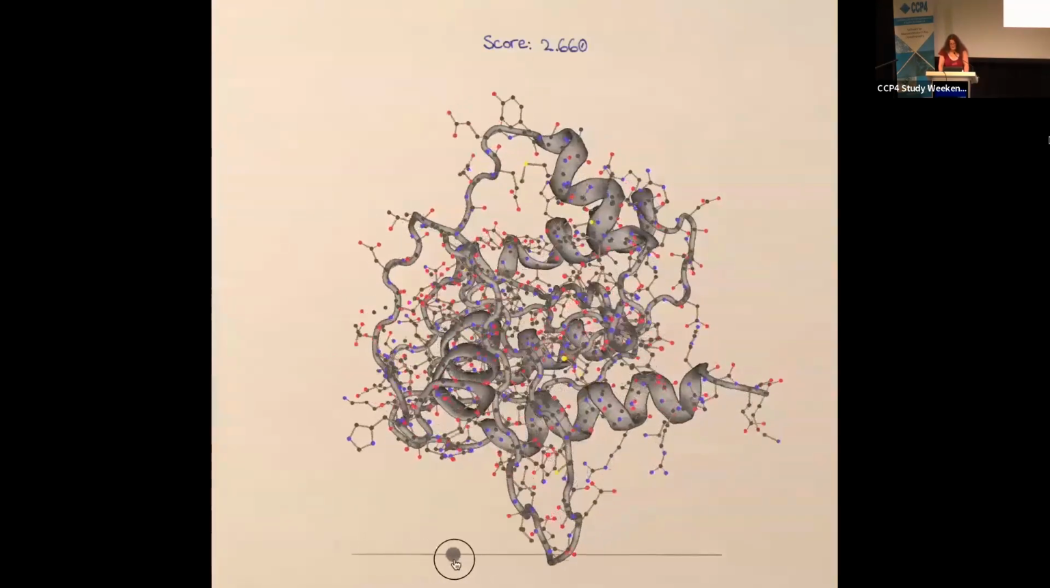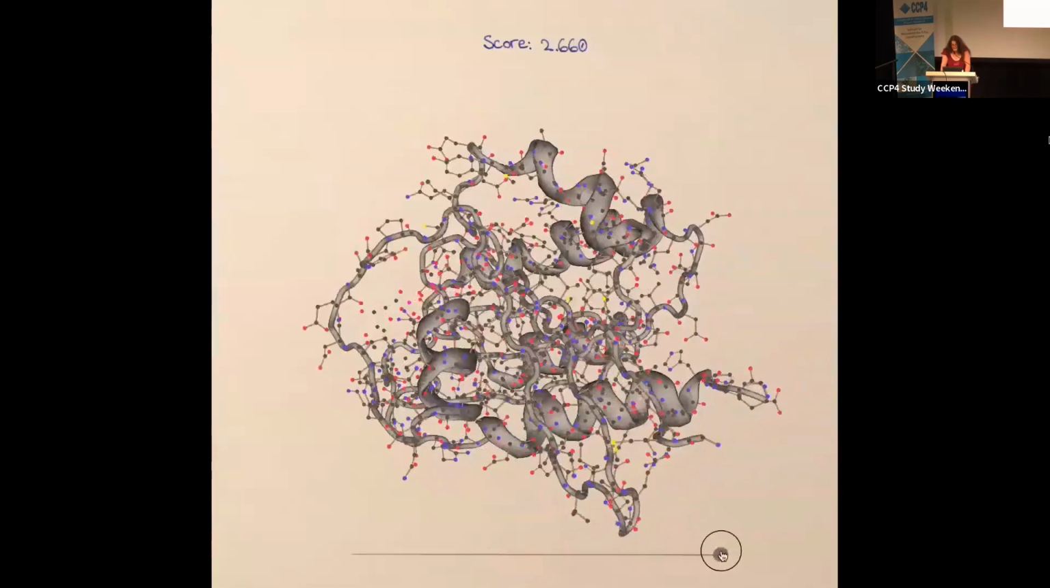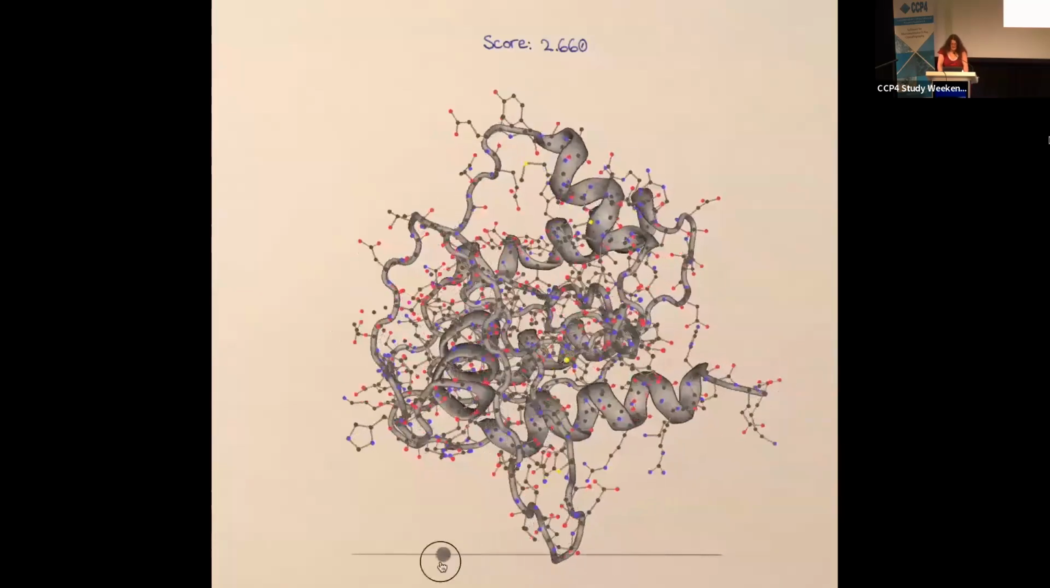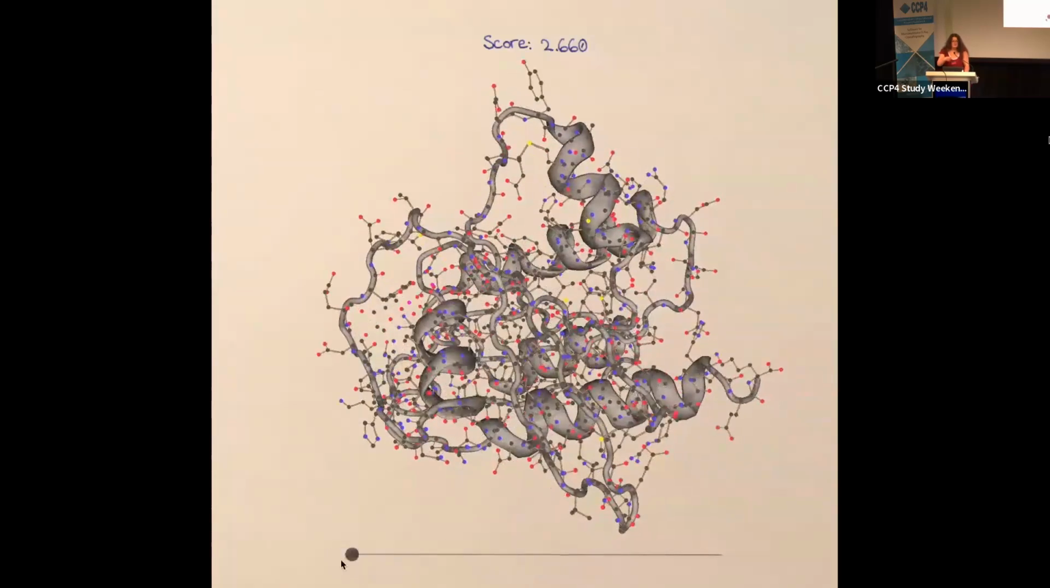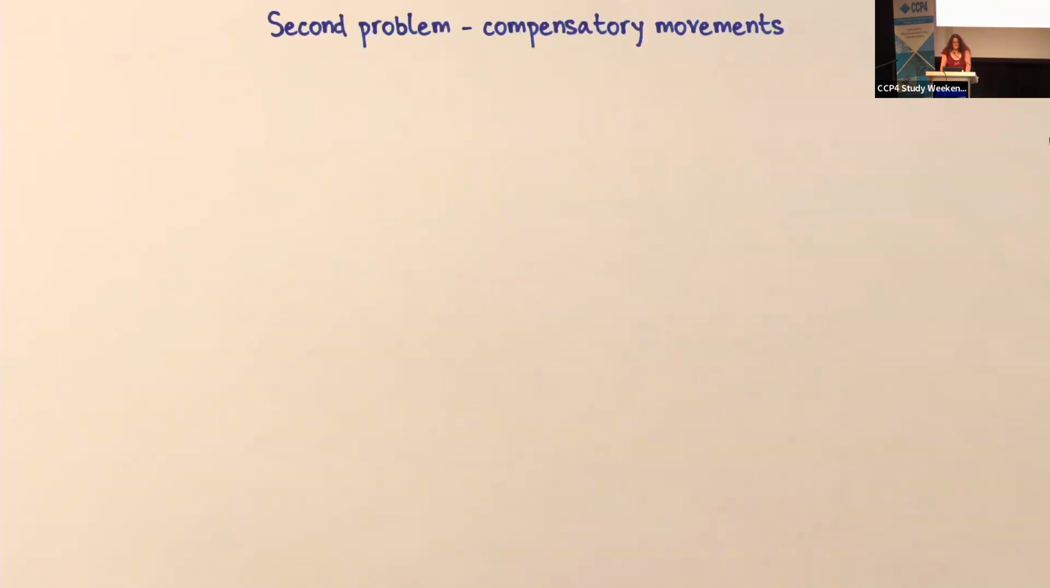one. And now the protein is definitely moving a lot less. There are no pirouettes, but it is bumping into itself quite substantially. So we're not quite there yet, but you can choose the correct bond direction to minimize that amount of motion. The second problem is compensatory movements.